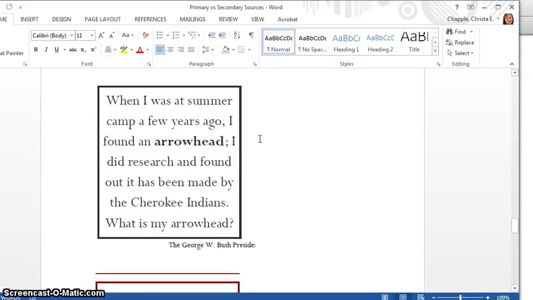When I was at summer camp a few years ago, I found an arrowhead. I did research and found out it had been made by the Cherokee Indians. What is my arrowhead? Okay, remember, if it's an actual object made by a Cherokee Indian, then it's a primary source.